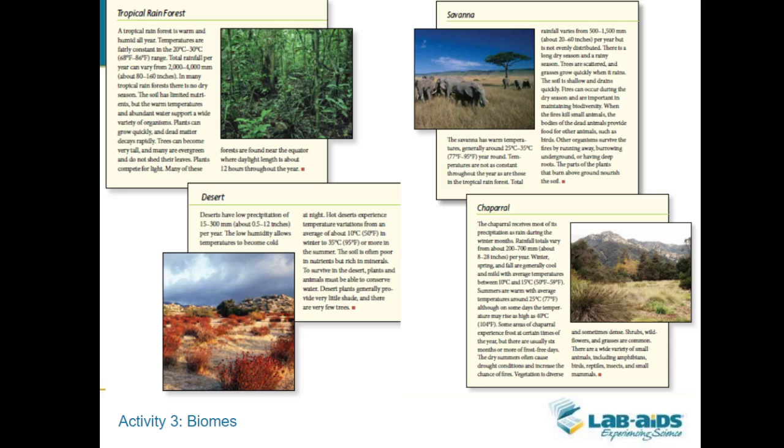So we looked at a tropical rainforest, which is warm and humid year-round. We looked at a desert, which has hot days, cool nights, and low precipitation and humidity. We looked at the savanna, which has varying warm temperatures, a long dry season, and then a rainy season. We looked at a chaparral, which has dry, warm summers, and cool, mild winter, spring, and fall.